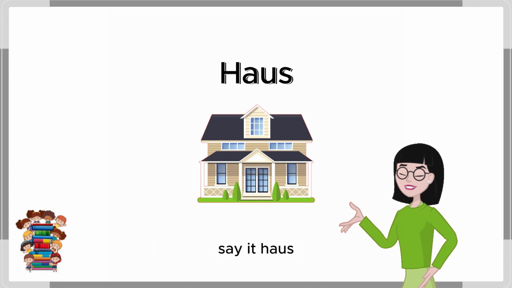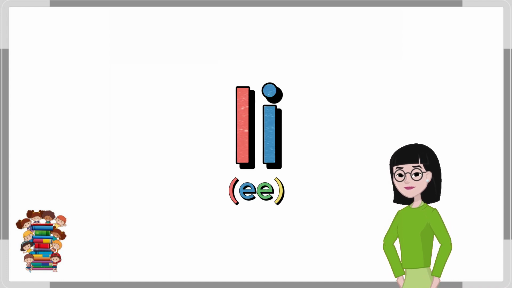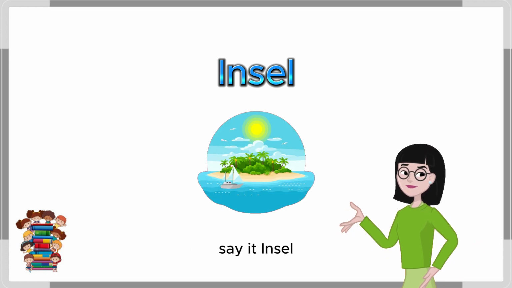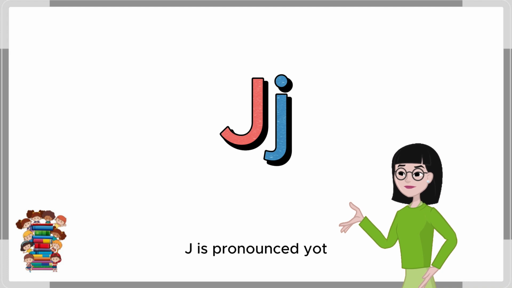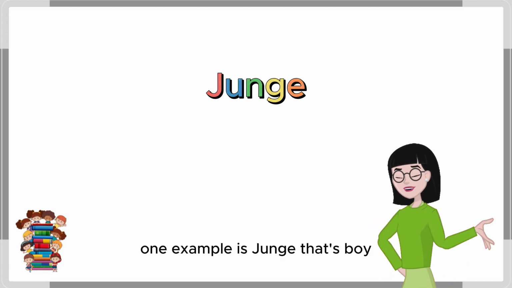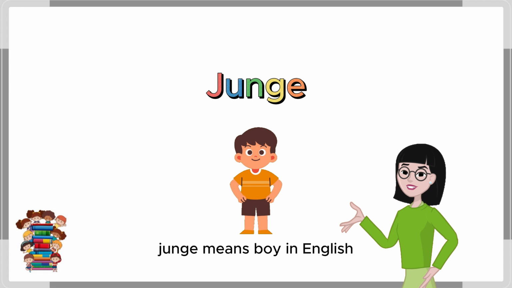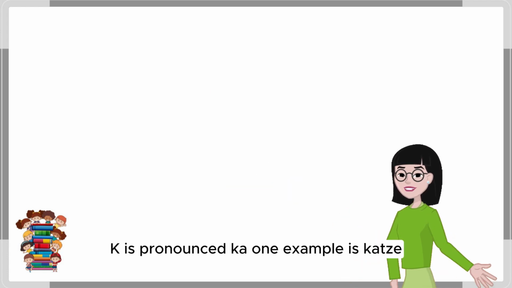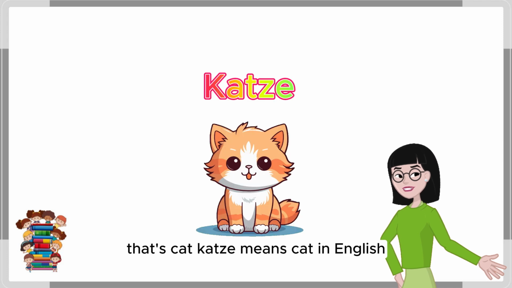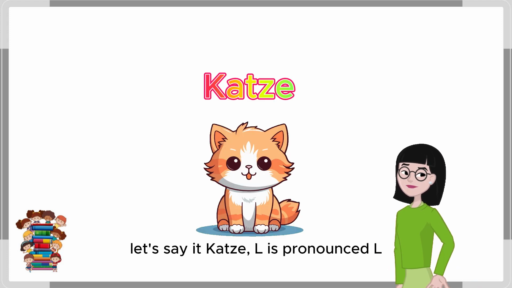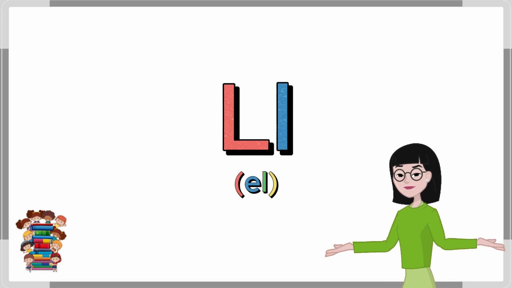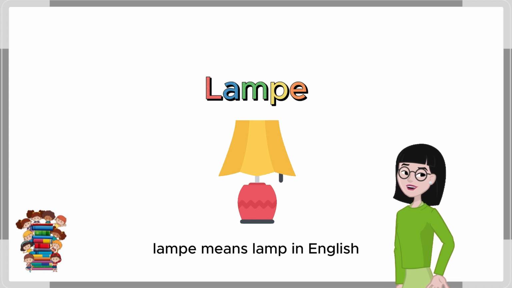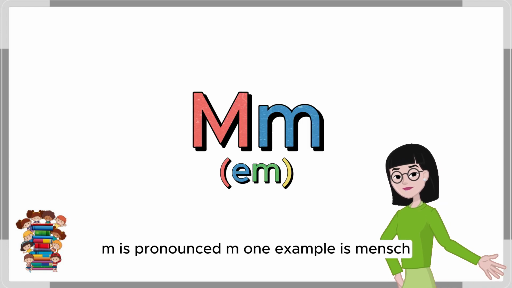I is pronounced ee. One example is Insel, that's island. Insel means island in English. Say it, Insel. J is pronounced yot. One example is Junge, that's boy. Junge means boy in English. Say it with me, Junge. K is pronounced kah. One example is Katze, that's cat. Katze means cat in English. Let's say it, Katze. L is pronounced ell. One example is Lampe, that's lamp. Lampe means lamp in English. Say it, Lampe.